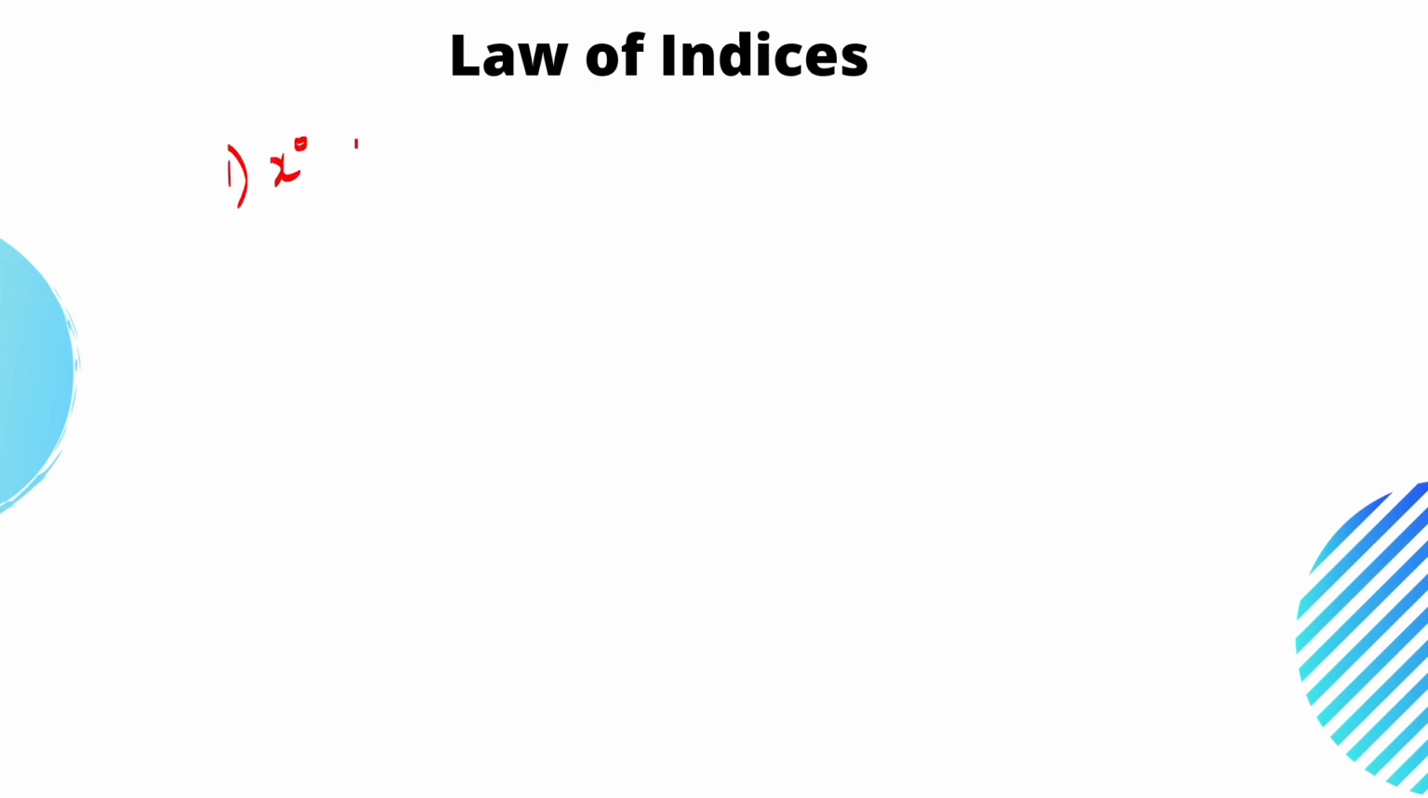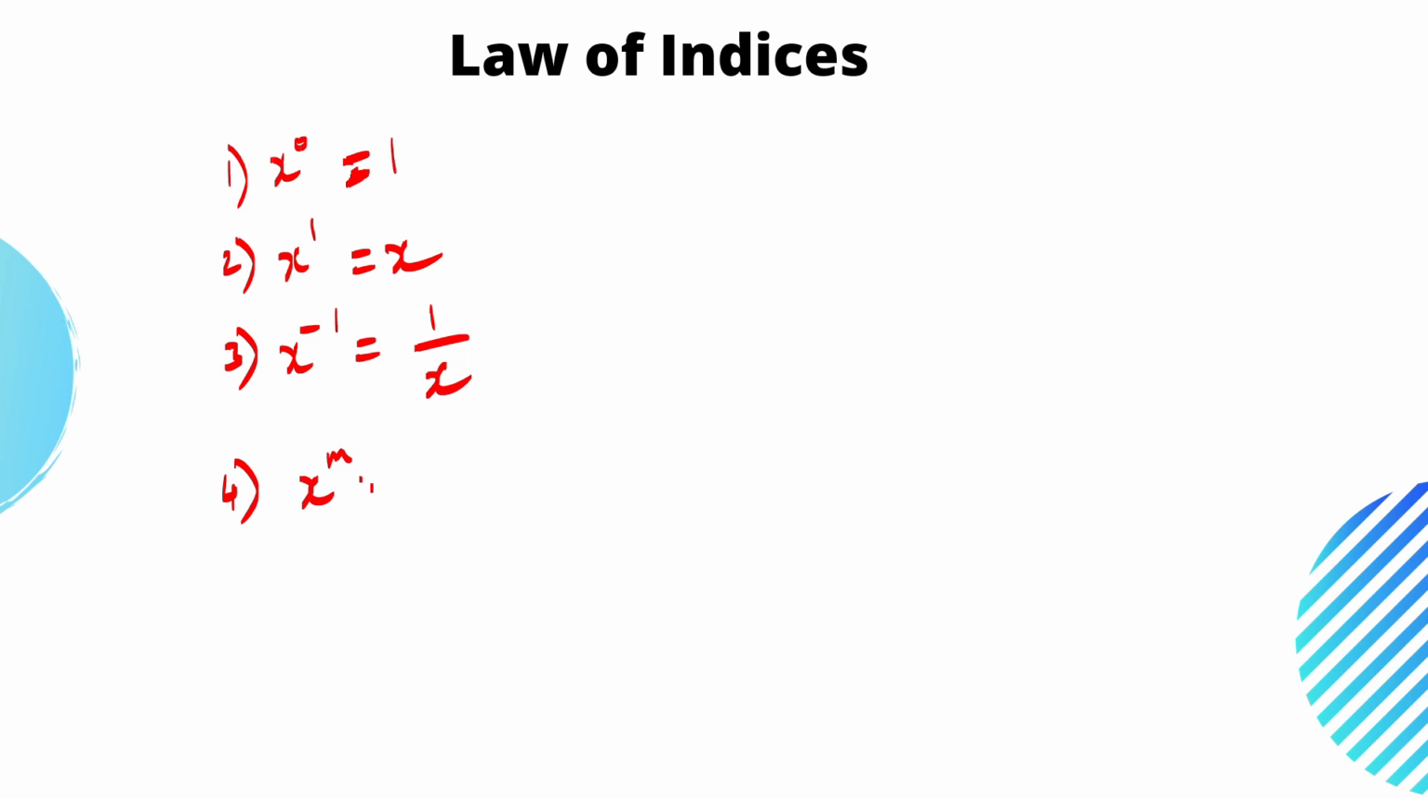The first one is x power 0 is equal to 1. Any variable to the power 0 will be equal to 1. And what is meant by x power 1? This is equal to x. And the third law is x to the power minus 1, which is equal to 1 by x. The fourth one is x power m into x power n. Two different parts but the same base, right? Same base. This is equal to x power m plus n. All these are basic laws, but we can solve any problem related to indices using these laws.